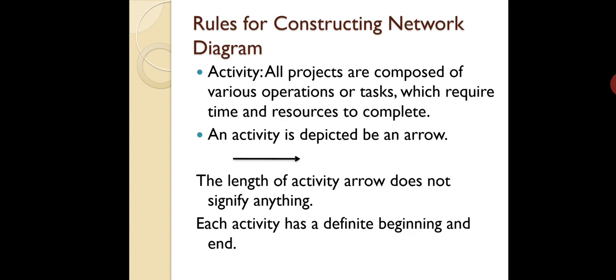Now, what are the rules for constructing a network diagram? So, first is activity. As you all know, all projects are composed of various operations or tasks which require time and resources to complete. These are known as activities. Each activity of a project is depicted by an arrow, and the name of the activities will be in alphabetical order. It is never a number.